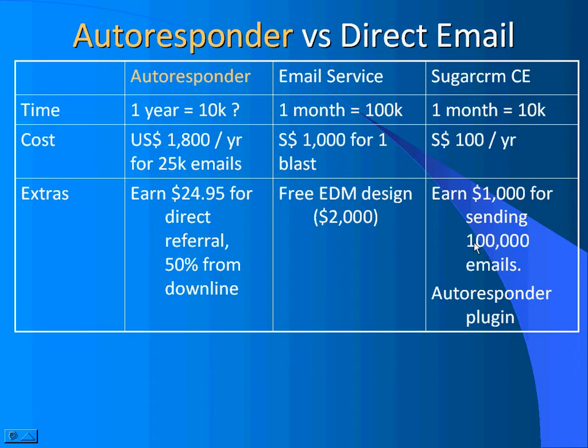Okay, the other thing is Sugar CRM, there are autoresponder plugins, right? You can install it in the Sugar CRM, and with this you can do the job of autoresponder plus the direct email marketing, right? Whereas the autoresponder can only do the autoresponder part.